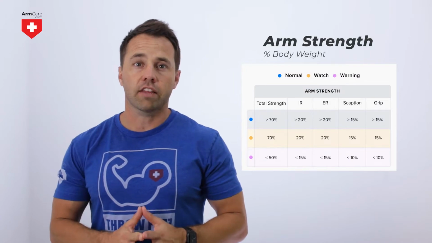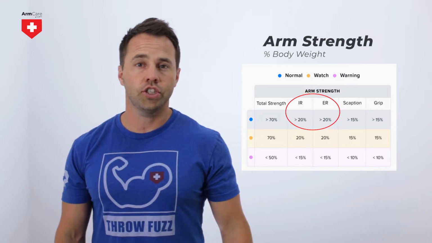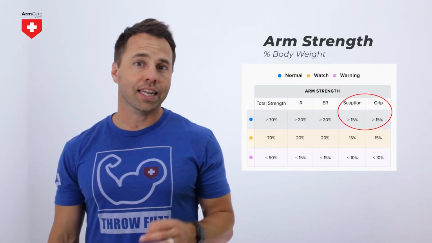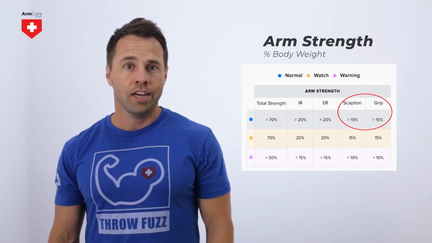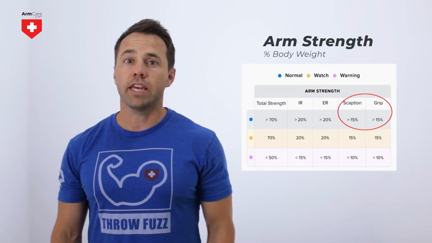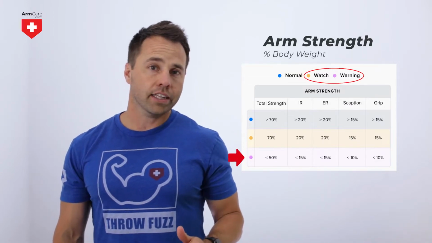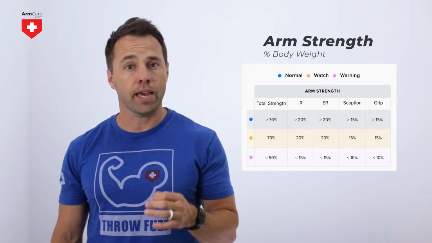Optimal relative strength for internal and external rotation is 20% of your body weight, while scaption and grip strength should be at least 15% of your body weight. If you're low in these values, there will be a yellow or magenta colored box around the value, and the app will automatically trigger exercise prescriptions to make improvements.